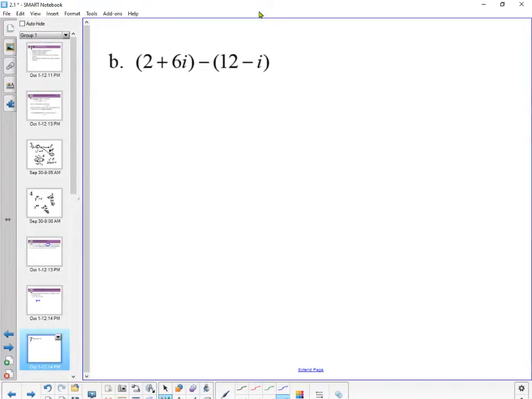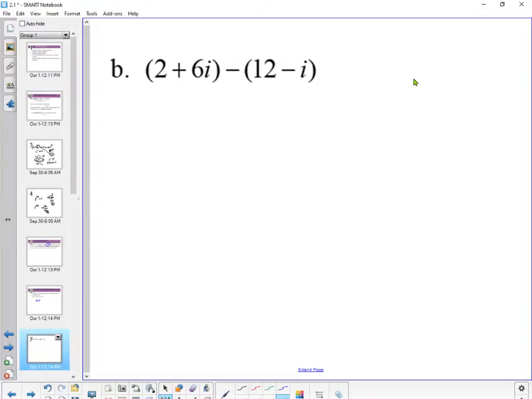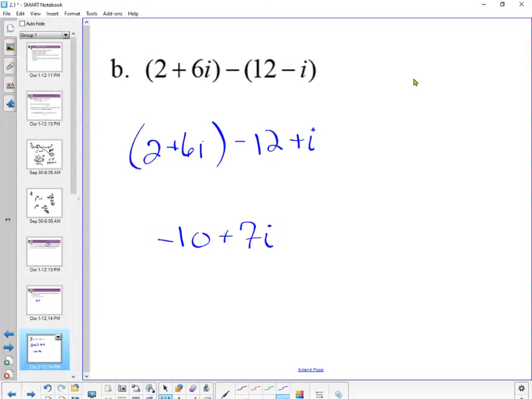Next one. Does subtracting affect my right side? Yes, it changes all the signs, doesn't it? So in this case, I'm taking 2 plus 6i, and I'm going to subtract from that 12, but I'm going to add i to that. So 2 minus 12 is a negative 10, and then I've got plus 7i.